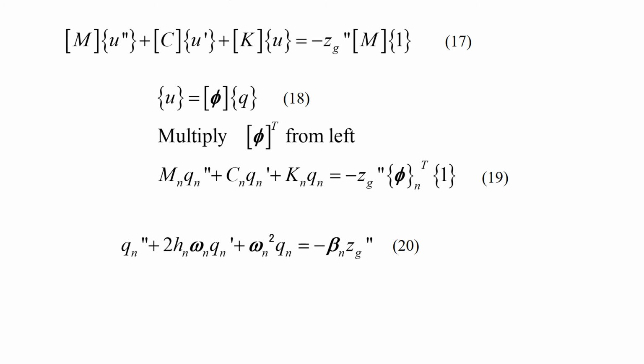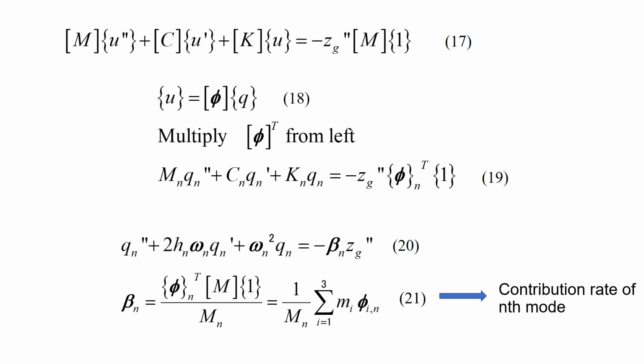Equation 17 is a dynamic equation with the seismic forces. Using the modal analysis of equation 18, putting it to equation 17 and multiply phi from left, we get equation 19. Dividing it by Mn, equation 20 is the basic dynamic equation for the seismic analysis. Beta n shows how much each mode affects the response of the structure, which is called the contribution rate of the nth mode.